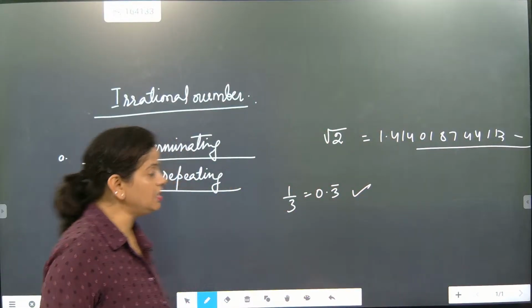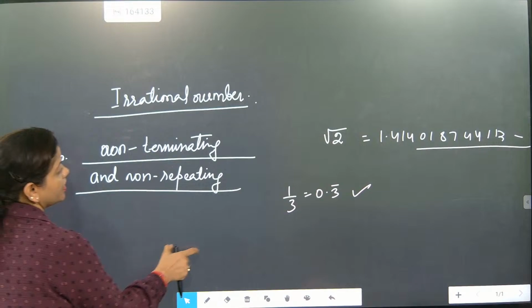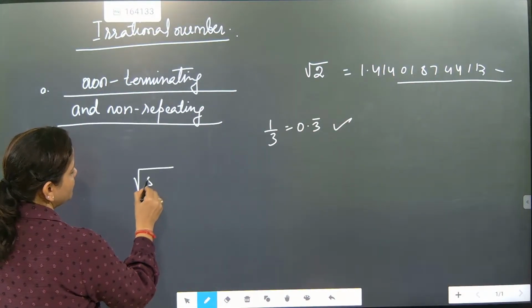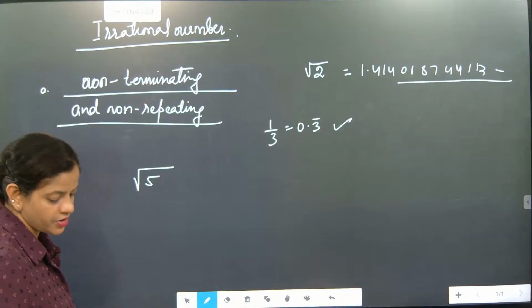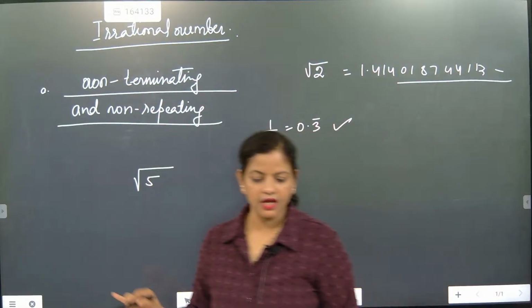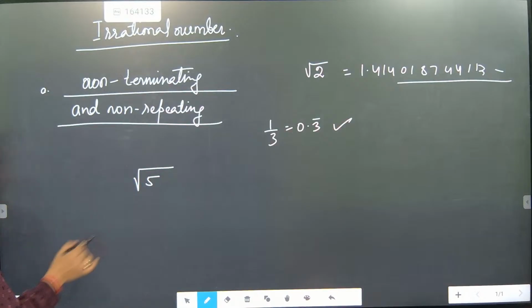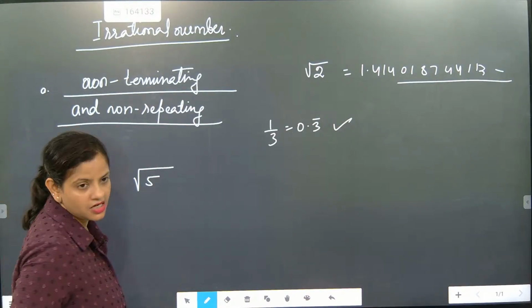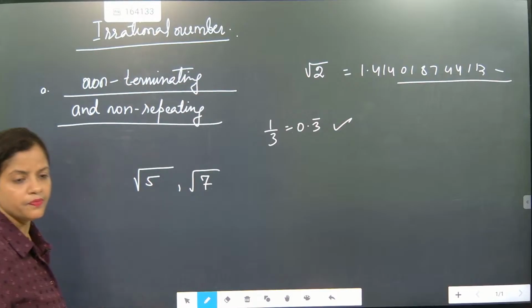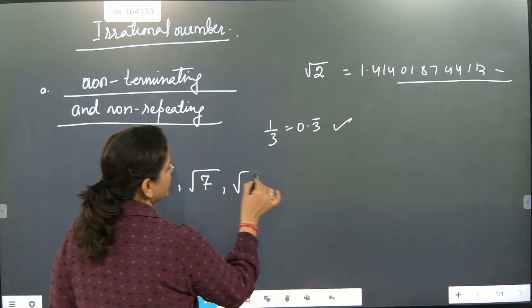Now, what is the meaning of irrational number in terms of roots? If root under 5 is there, it is an irrational number. Understand this sequence, because questions are asked from this. In very short I am going to teach you. Root under 5 is irrational, root under 7 is irrational, root under 6 is irrational.